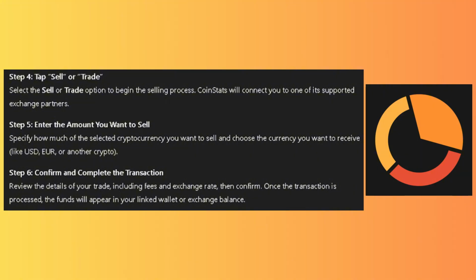Review the details of your trade, including fees and exchange rates, and confirm. Once the transaction is processed, the funds will appear in your linked wallet or exchange balance. Now you know how to sell crypto on CoinStats.